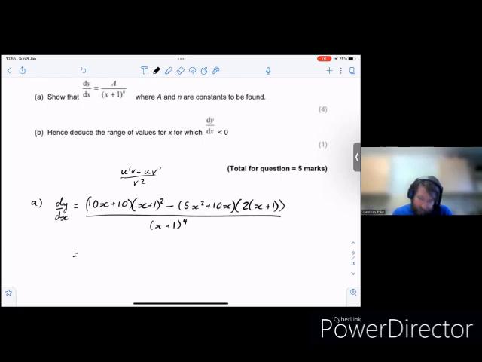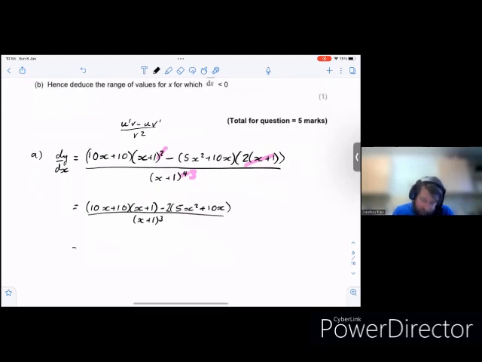And there is a common factor here. There's a common factor of x plus 1, so we can cancel that with one of these. And so then we'll get 10x plus 10 times x plus 1, minus 5x squared plus 10x times 2, all over x plus 1 cubed. Then let's get on with simplifying that numerator.